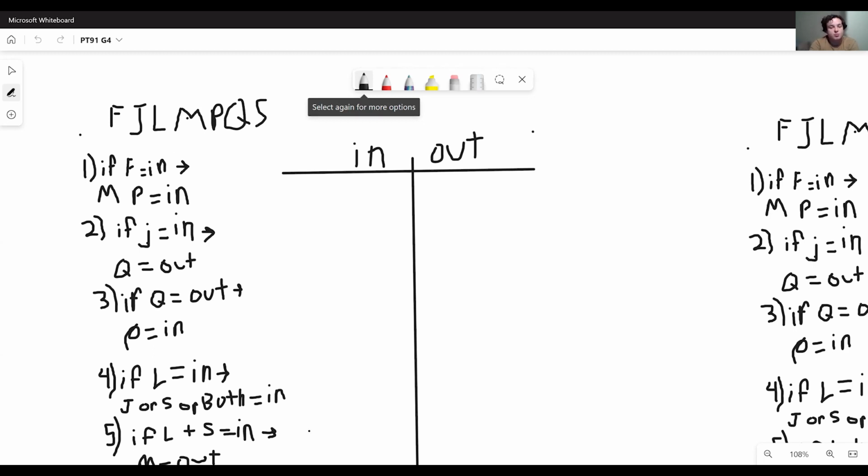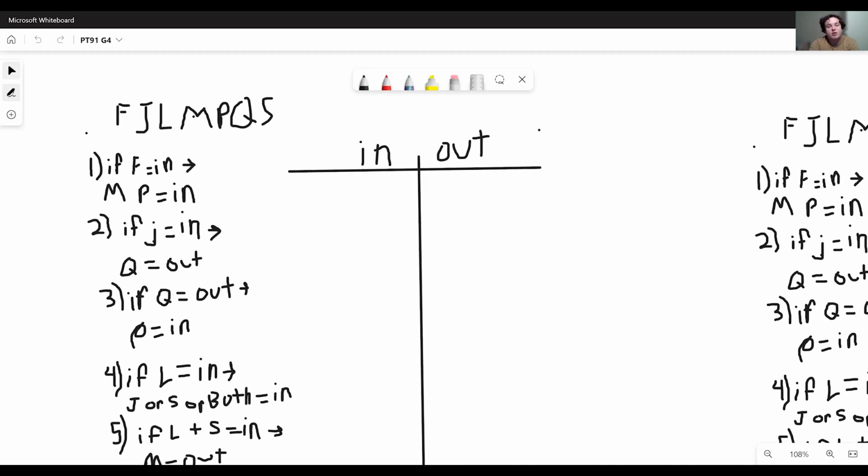For rule number 1, it says if F is in, then M and P are also in. Also, Thomas, I just refer to the first capital letters because it's easier. So anytime F is in, M and P are also in. If we see F inside, we know M and P at least have to be inside.